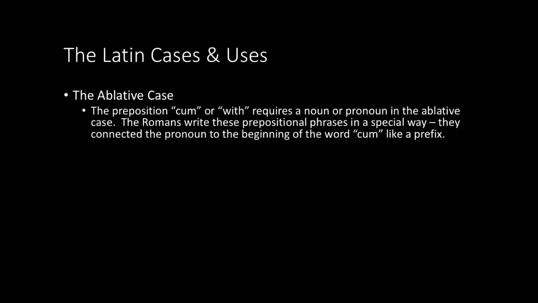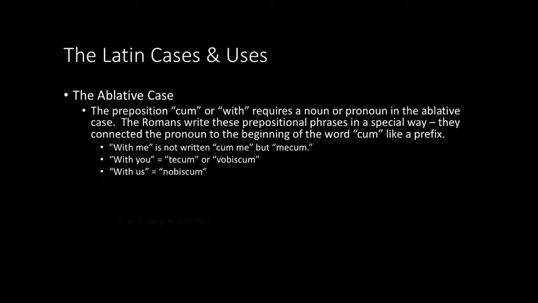The ablative case is also used with the preposition cum, or with. When we write prepositional phrases beginning with cum and followed by a pronoun, we don't write them in the normal way. We actually prefix the pronoun to the preposition. So with me is not written cum me, but me cum. With you, te cum, or vobis cum. With us, nobis cum. So, will you play with me is written as ludesne me cum.